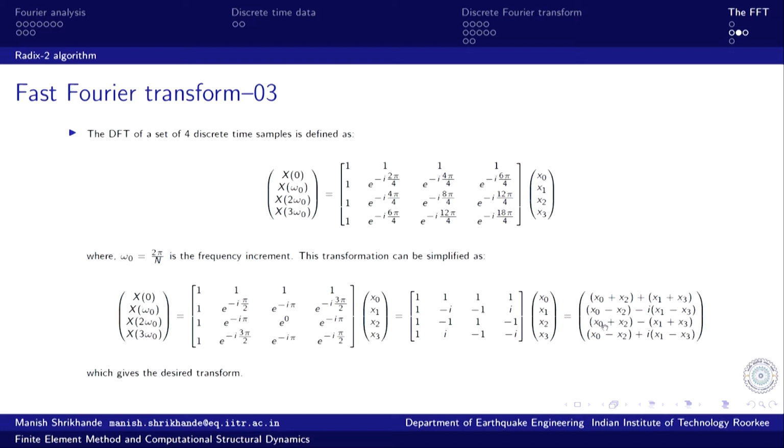Third term here is x0 plus x2 minus x1 plus x3. So that repeats, I mean, a real number again, followed by x0 minus x2 plus i times (x1 minus x3). So, the conjugate of the earlier complex number, and this is the desired discrete Fourier transform.